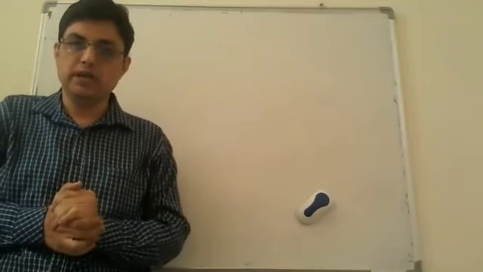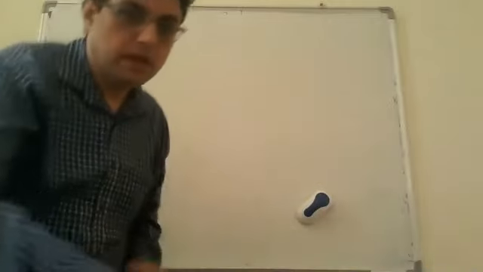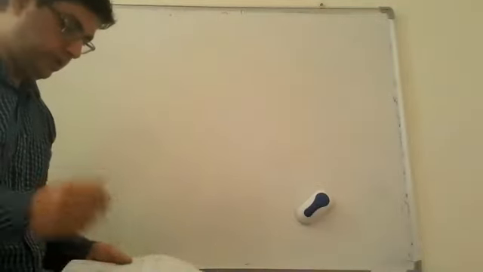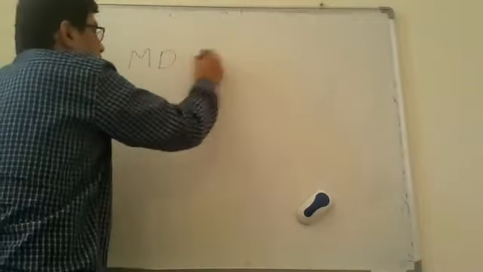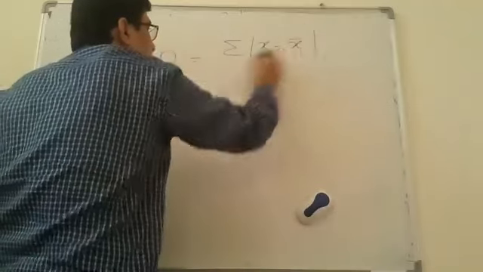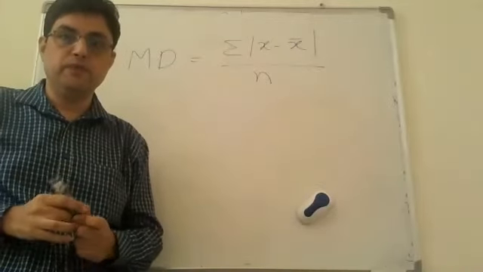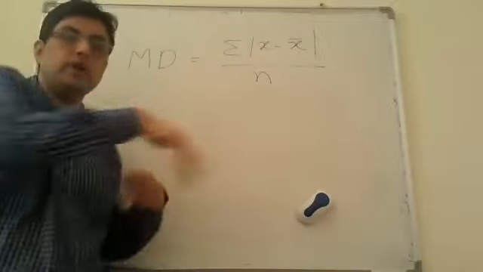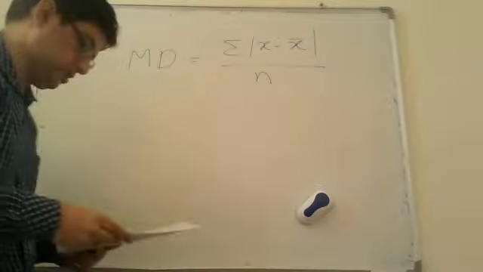So how do we find the mean deviation? I will explain. First, the formula. For the mean deviation, we use the formula: the total of the absolute value of x minus x bar, divided by the number of observations. Here x bar is the mean of the sample, x is the particular different values, and n is the number of observations.